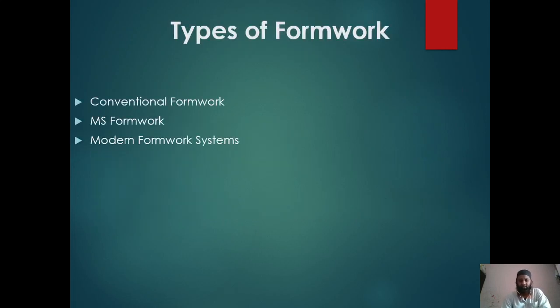Let us see different types of formwork here. Conventional formwork is there. MS formwork is there. Modern formwork systems are also there. So all these types of formwork are there. Basically, each formwork has its advantages as well as different disadvantages. We'll be checking this and we'll be seeing which one is the best among these.